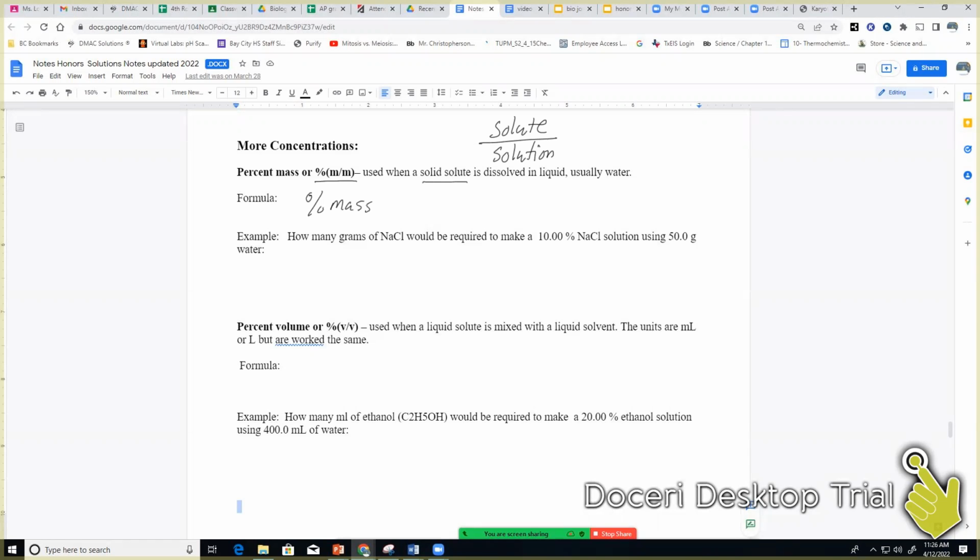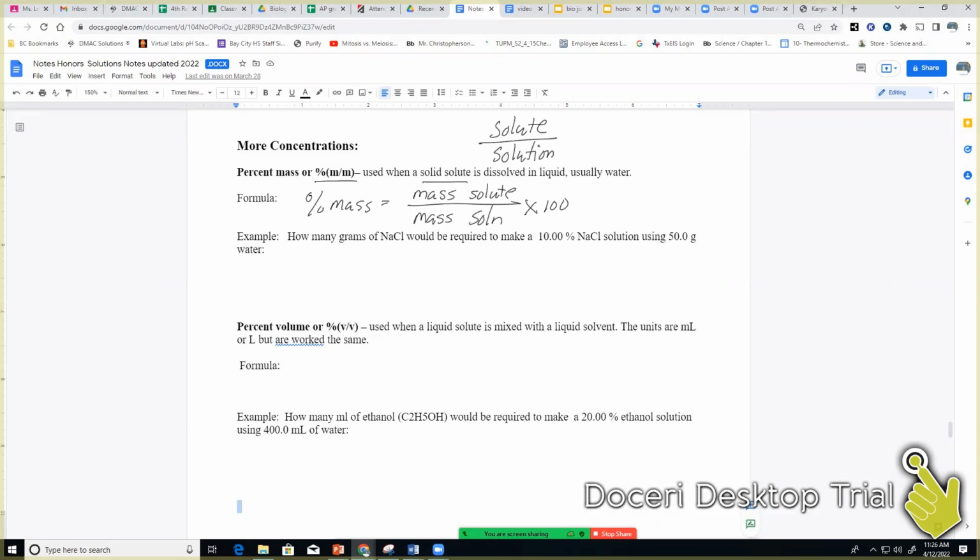And that formula is mass of your solute divided by mass of your total solution. And then times 100, because we want it in percent. And it can be in grams or kilograms, either one. You just need to be consistent. All right, so let's look at one of those, and then we'll look at the other one, and we'll look at a couple on the practice.